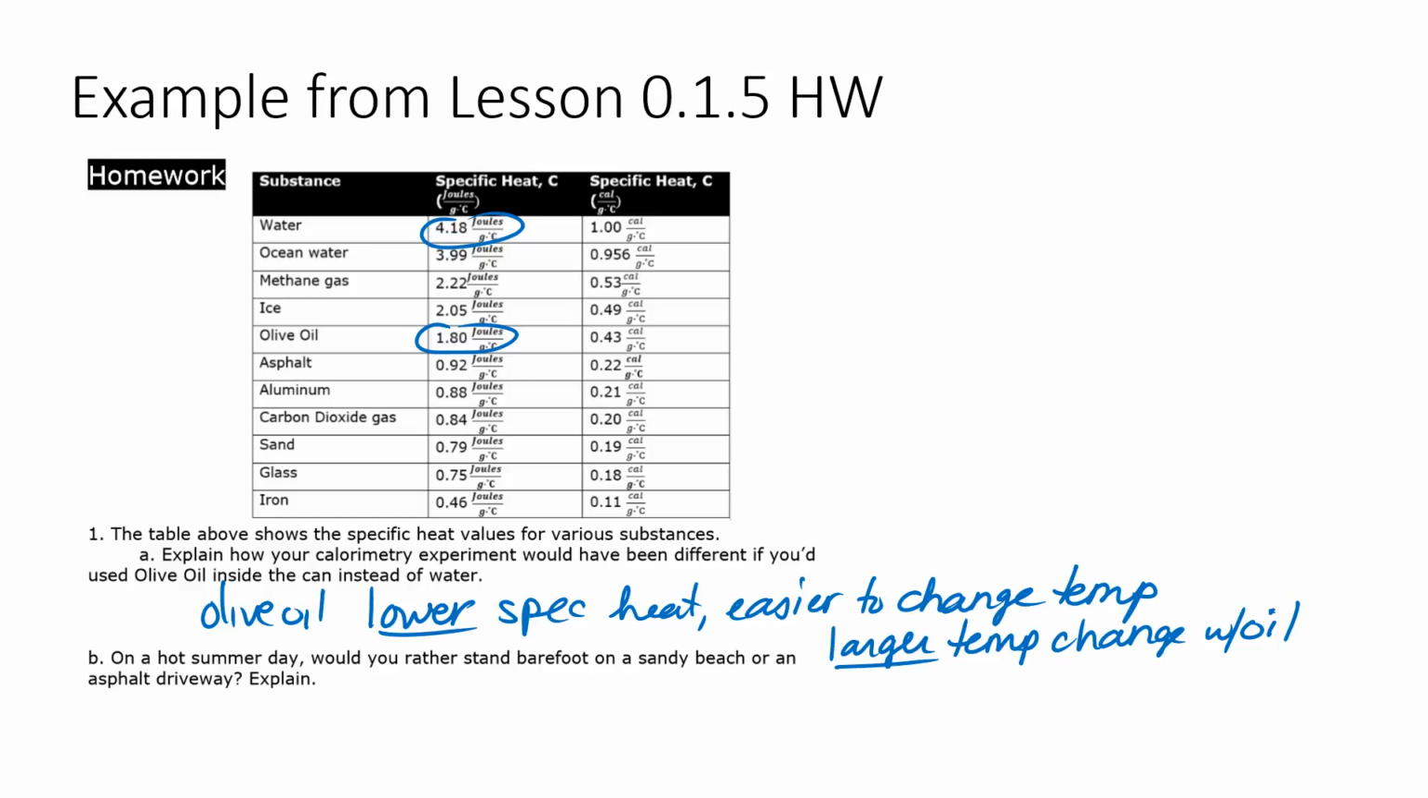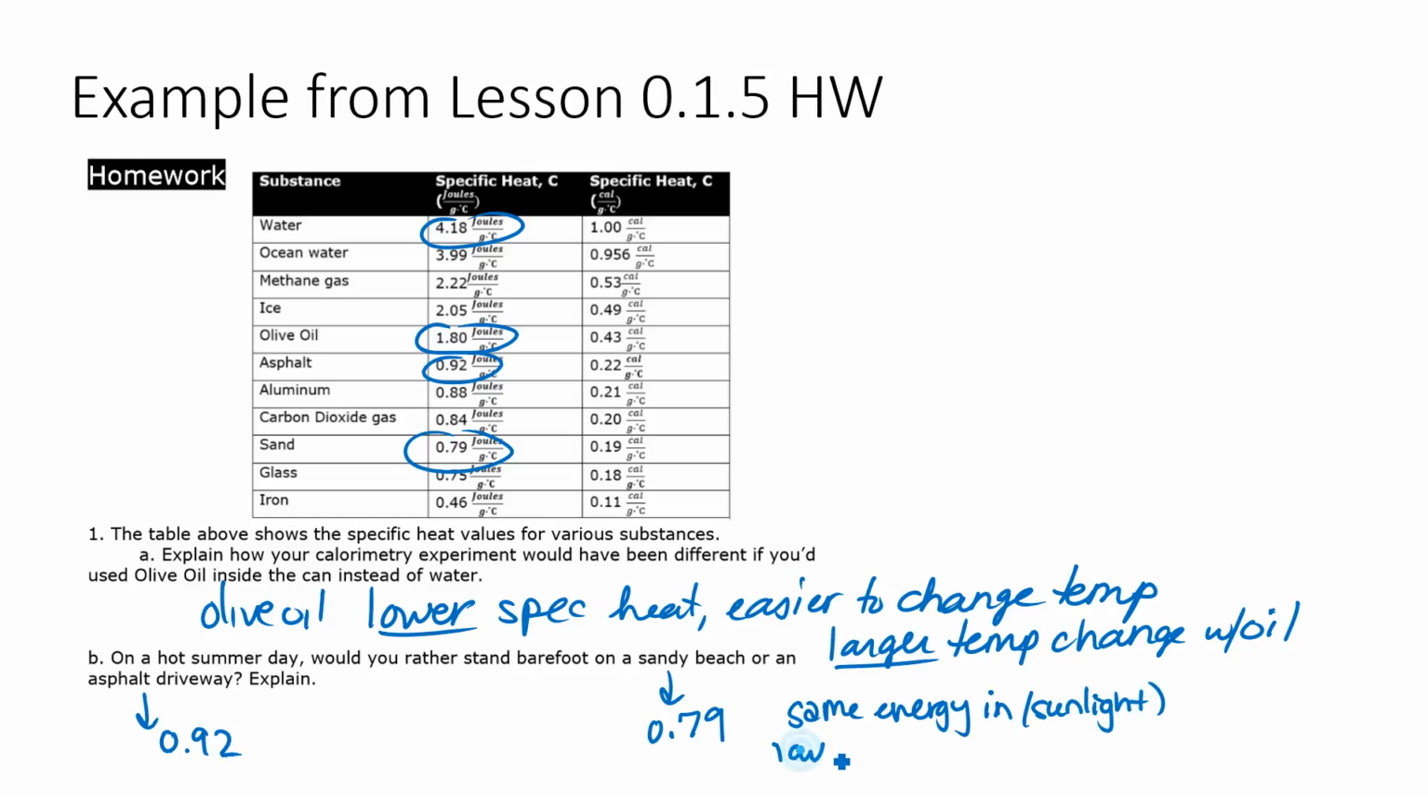On a hot summer day, would you rather stand barefoot on a sandy beach or an asphalt driveway? So let's look over here at sand. Sand has a specific heat of 0.79. And then the asphalt driveway is 0.92. So if you put the same amount of energy in, that's going to be the sunlight. That's the amount of energy that's put in.